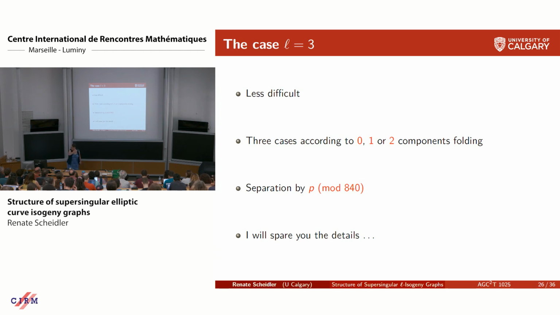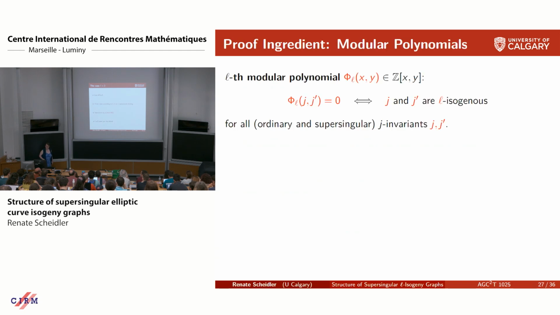Let me just tell you, we also did this for L equals 3, where it's a little bit easier because the structure of the FP graph is easier. Here you can divide it up into 3 cases according to whether there's no folding, 1 component folds, or 2 components fold. The congruence classes here are modulo 840, so there's a big laundry list of what happens for each of these congruence classes modulo 840. I'm going to spare you the details. If you're interested, look up the preprint where it's all spelled out in detail. So that's the L equals 3 case. That's the spine and the relationship between the FP graph and the FP bar graph.